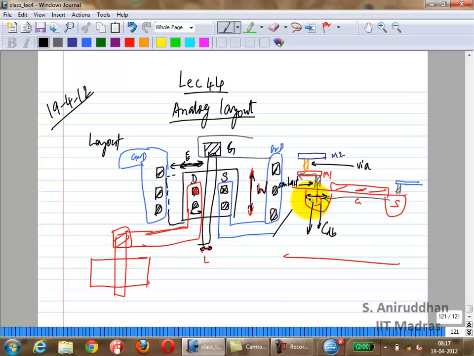What do you do if you increase E? You can put in two rows of contacts. You can. So decreasing contact resistance is one reason. Okay. Anything else?